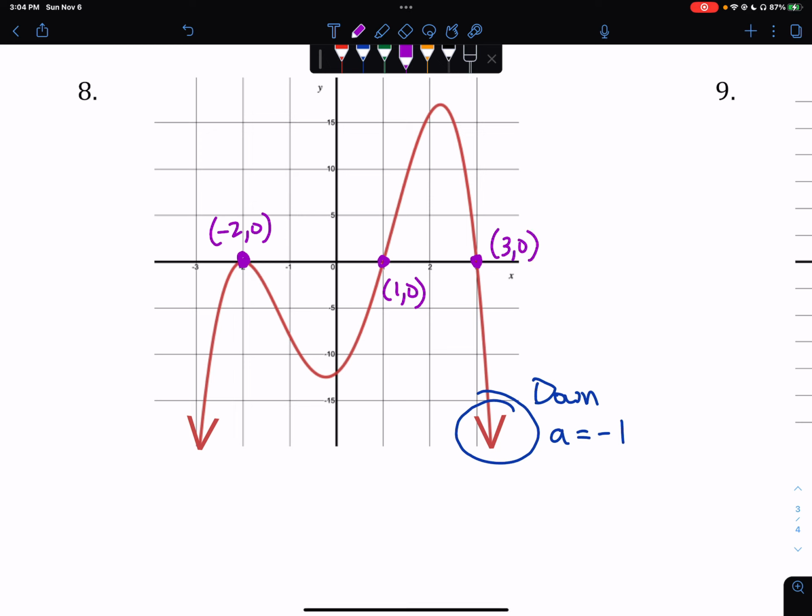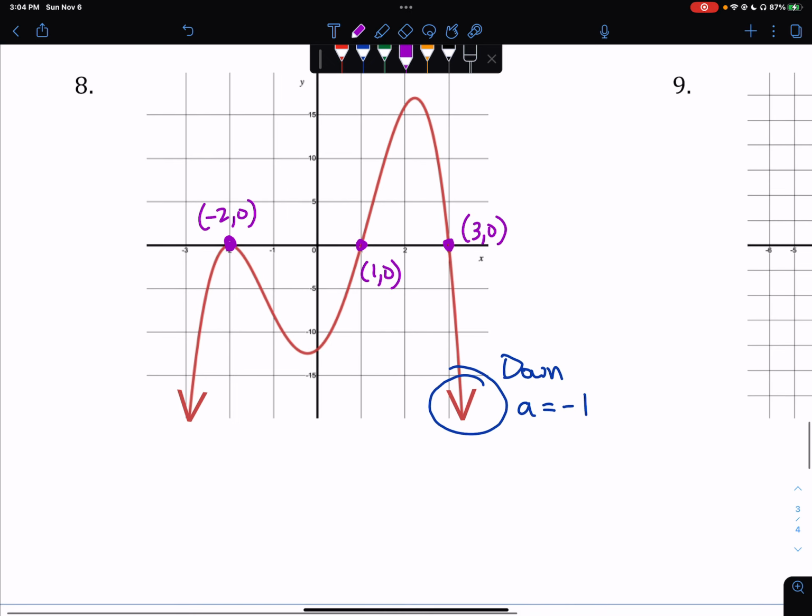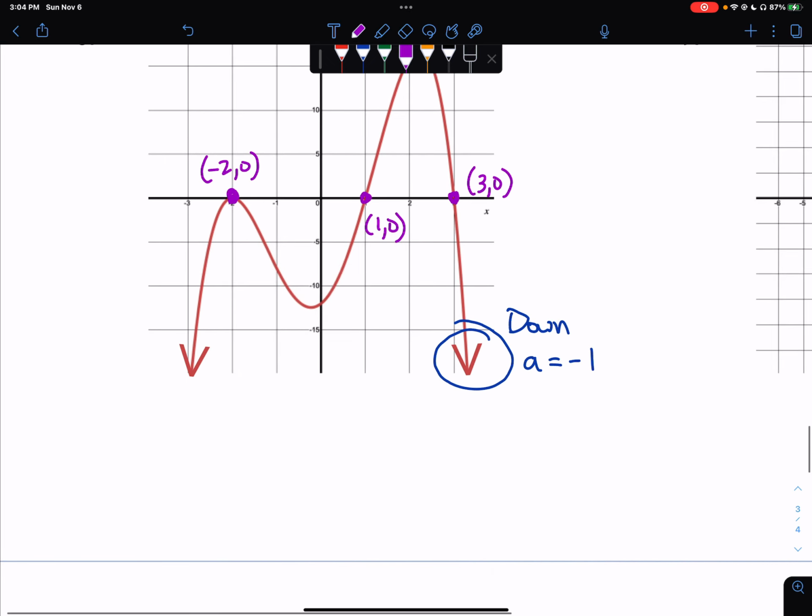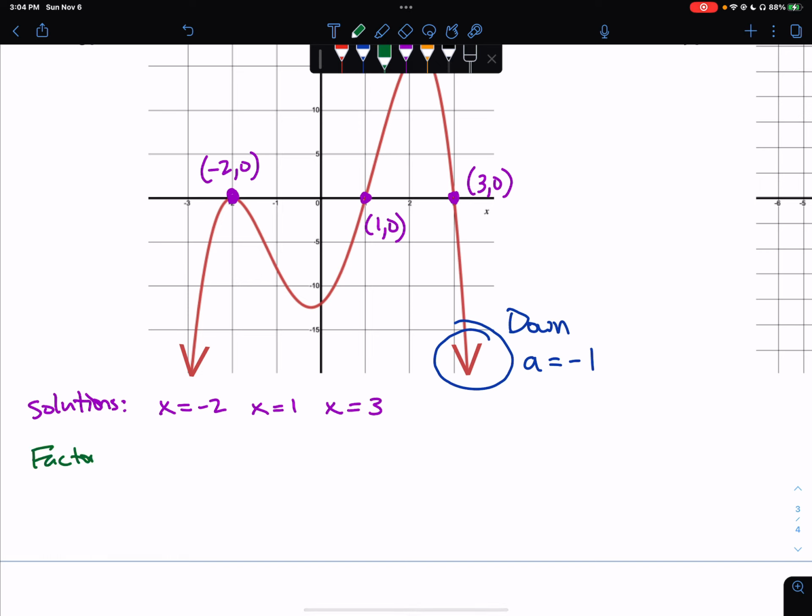The rest of that graph doesn't really matter for what we're doing. And since we have those solutions, x having to be -2, x having to be 1, and x having to be 3, the question we now have to ask ourselves is what were the factors that would have given us those solutions? Well, for -2, that would have been x plus 2. For x equals 1, that would be x minus 1. And for 3, that would be x minus 3.